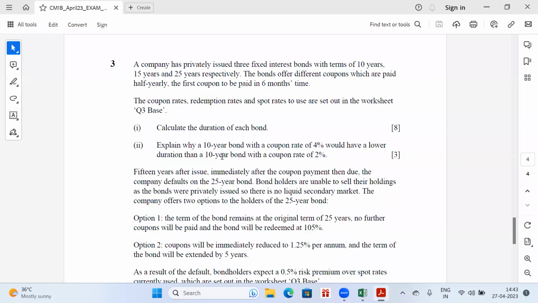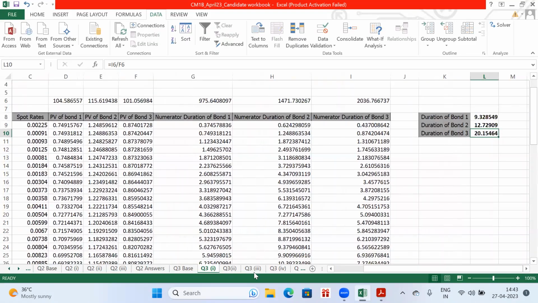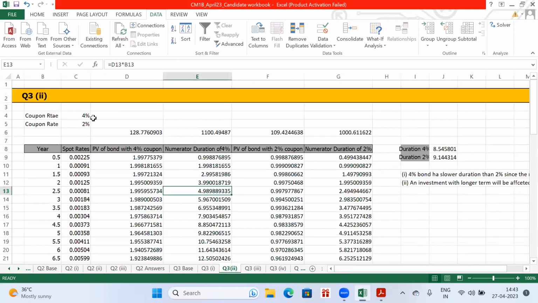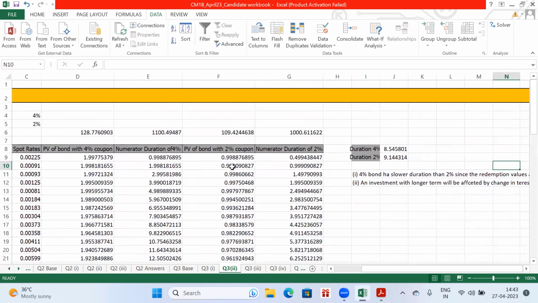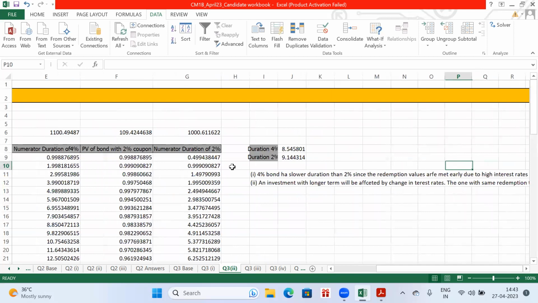Explain why a 10-year bond with a coupon rate of 4% would have a lower duration than a 10-year bond with a coupon rate of 2%. So basically, if you calculate also, it gets proved that the duration of 4% is less than 2% because the 4% bond will provide higher interest rates. Okay, higher interest rates, and the term of redemption is faster.